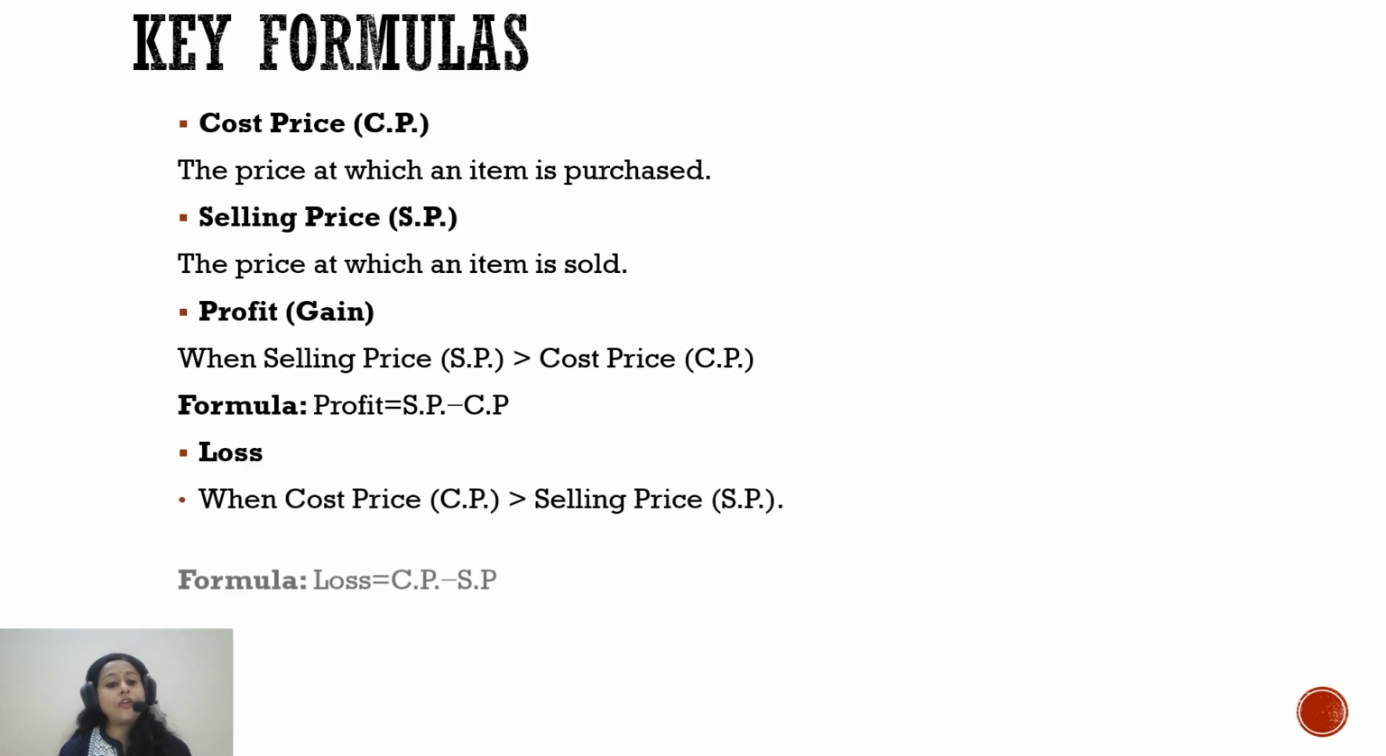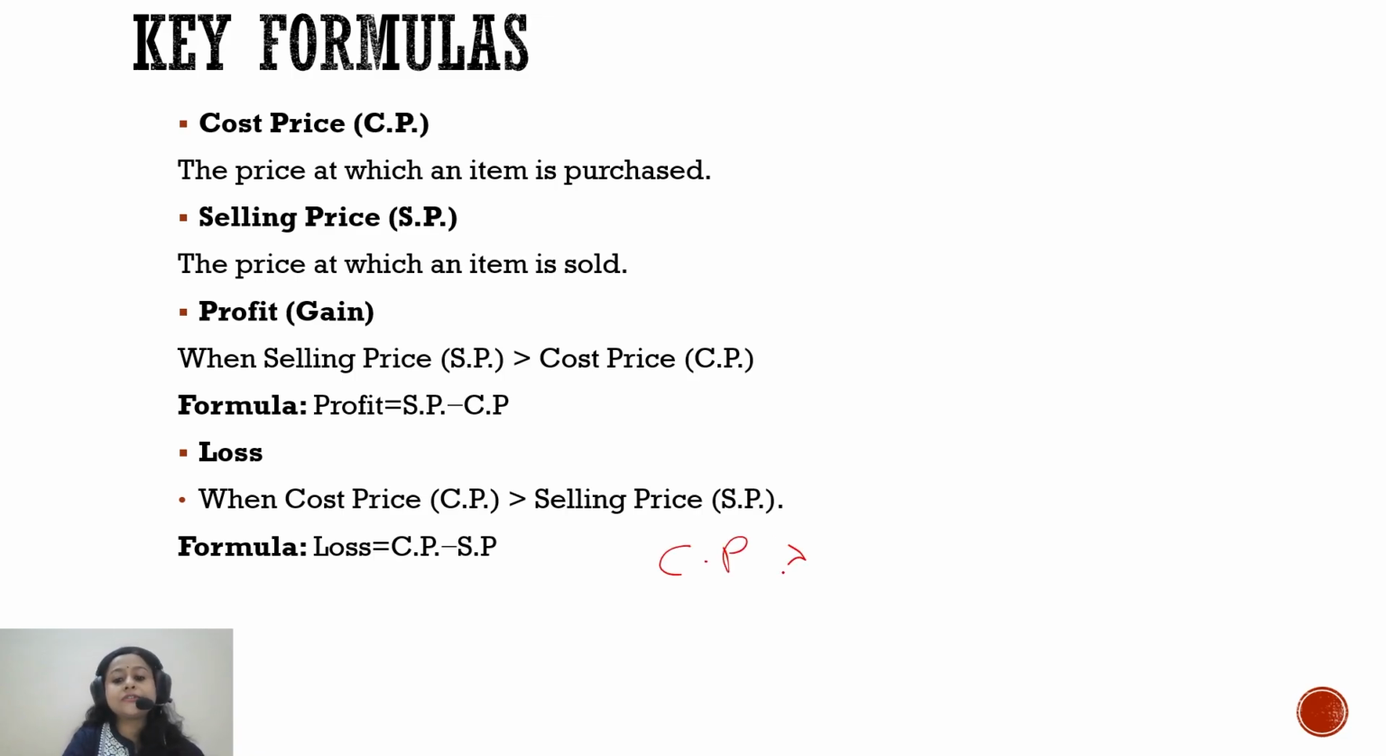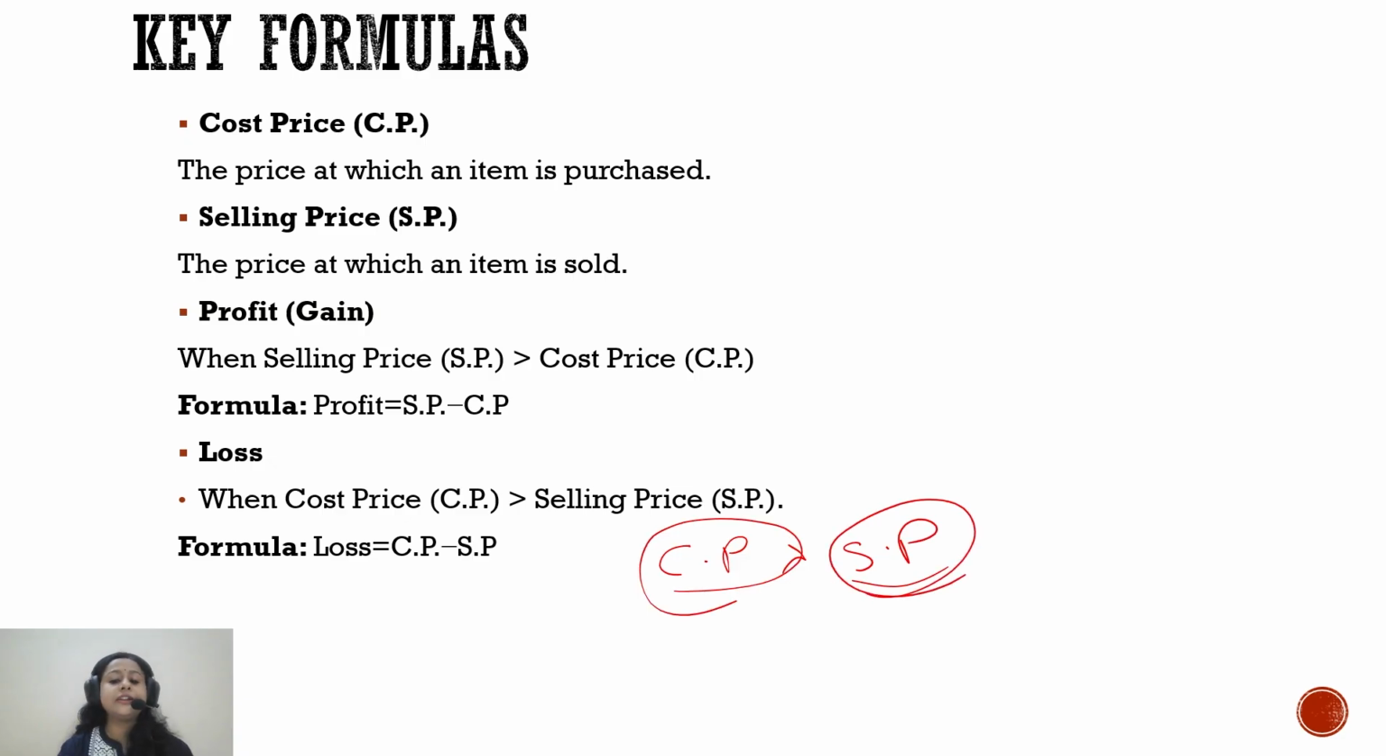Okay. So the formula for profit is selling price minus cost price, since it will give you a positive amount. And the formula for loss, if you want to measure it as a positive loss amount, is cost price minus selling price, because in case of loss, cost price will always be greater than the selling price.